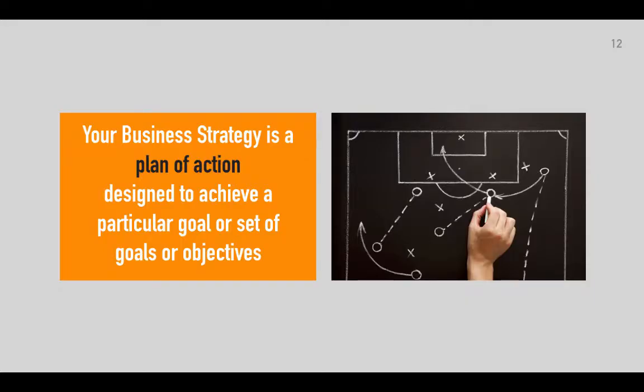So let's start with the basics and first define what our business strategy is. We can see that it has been defined before as a plan of action, which I think is a good way to describe our business strategy. And the plan of action is designed to achieve a particular goal or a set of goals or objectives. And that helps to keep us on track. If we have no plan of action, then it's quite likely that we will stumble along doing our work from week to week, but we might not necessarily achieve our plan of action.